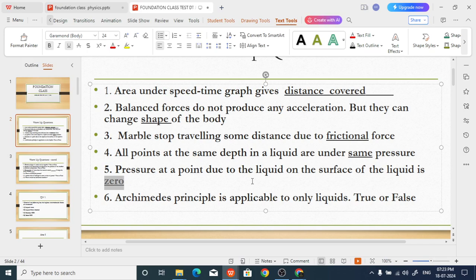Okay. Archimedes principle is applicable to only liquids. Is it true or false? False. Why is it false? Give me reason. You are correct. Archimedes principle is applicable to only liquids. False is correct. What is the argument? What is the explanation?